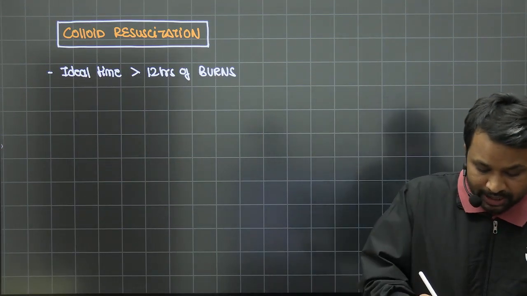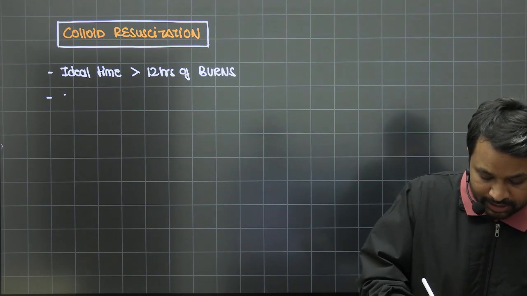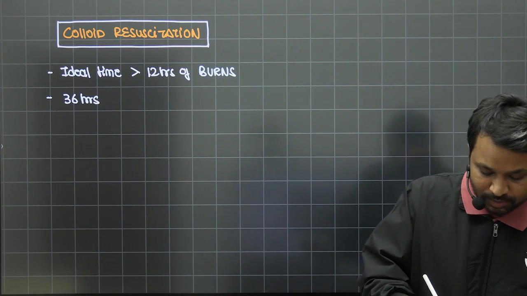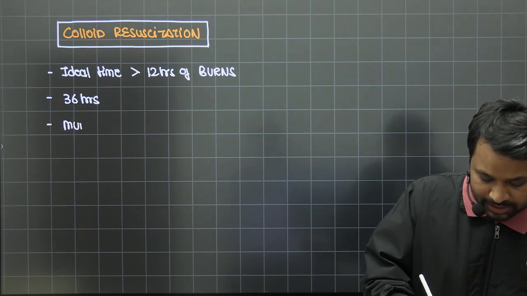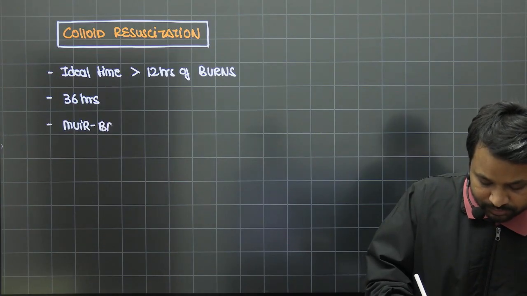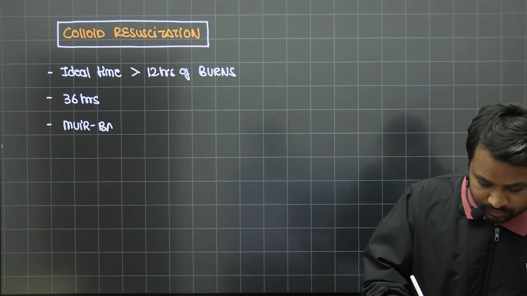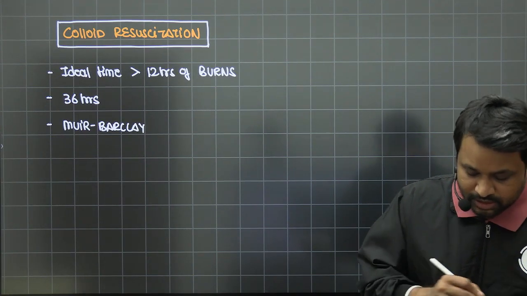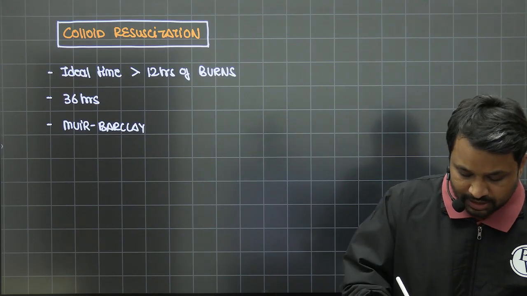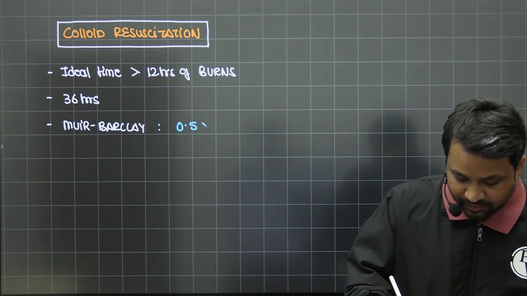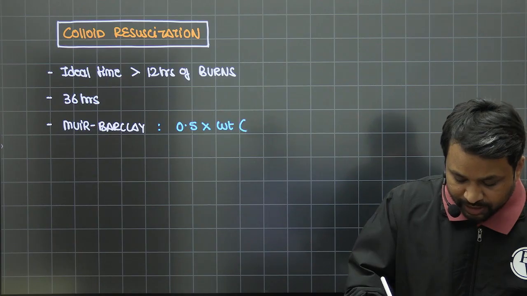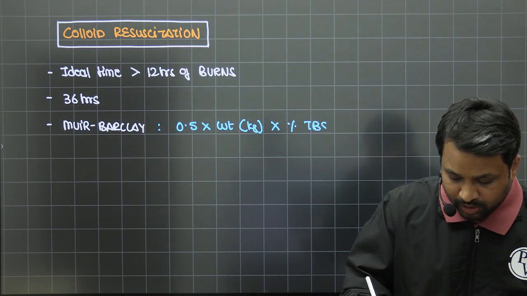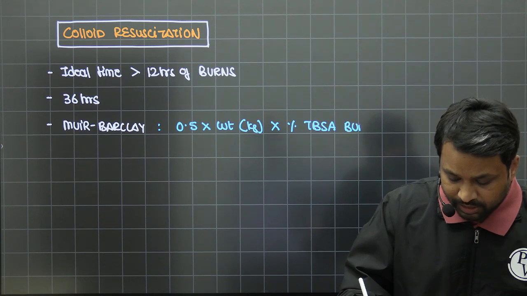Now, how long can you administer it? Remember, you can administer for 36 hours. And what is the best way to calculate it? You have something called the Muir and Barclay formula. What is this Muir and Barclay? Muir and Barclay says it is going to be 0.5 into weight of the patient in kilograms into percentage of total body surface area burnt.